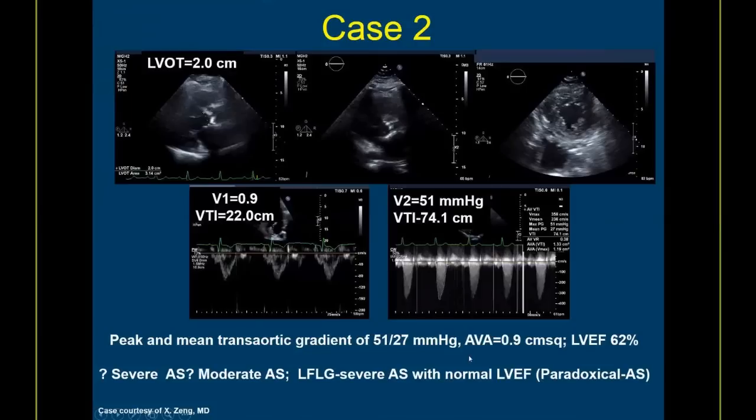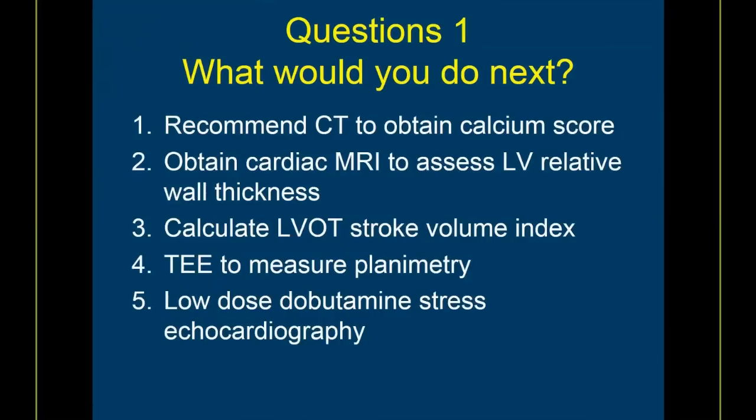And these are very much scenarios that we deal with almost on a daily basis. So this is my first question. Question one, what would you do next? You could recommend a CT to obtain a calcium score. You could obtain a cardiac MRI to assess LV relative wall thickness. Calculate an LVOT stroke volume index. TEE to measure planimetry. Or you could obtain a low-dose dobutamine stress echo.